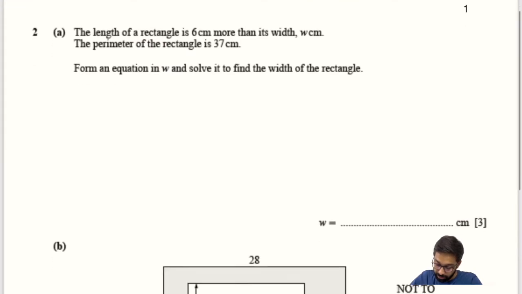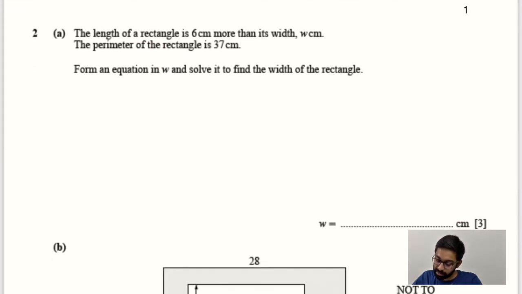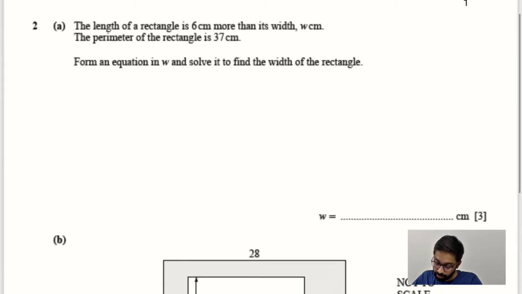Let's get started. So the first part of the question says the length of a rectangle is 6 centimeters more than its width, W centimeters. The perimeter of the rectangle is 37 centimeters. Form an equation in W and solve it to find the width of the rectangle.